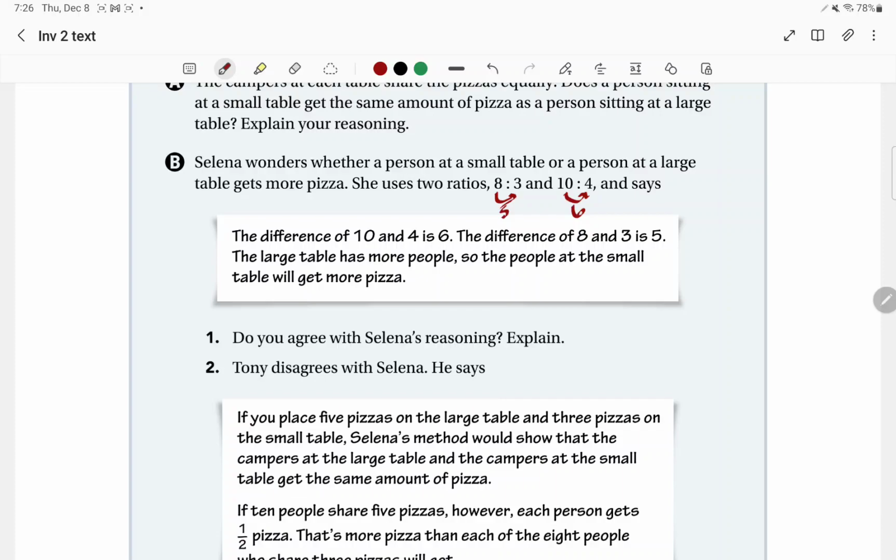Okay. So no, we can't agree with that, because when we're comparing who gets more, there's no mathematical significance in the difference between the number of people and the number of pizzas. It gives us maybe an idea, but that difference doesn't tell us much of anything. Just because there's less of a difference between the number of people and the number of pizzas, that doesn't really tell us anything.